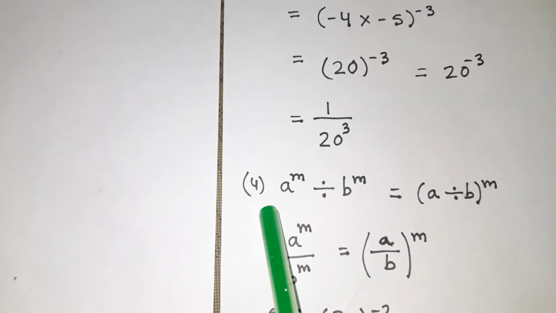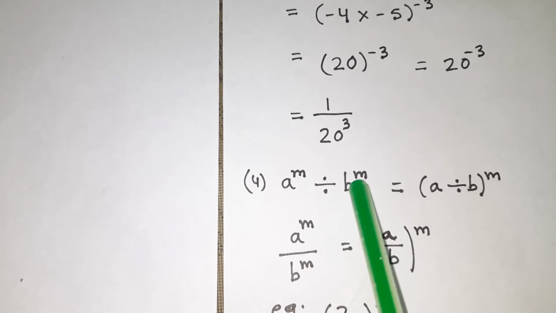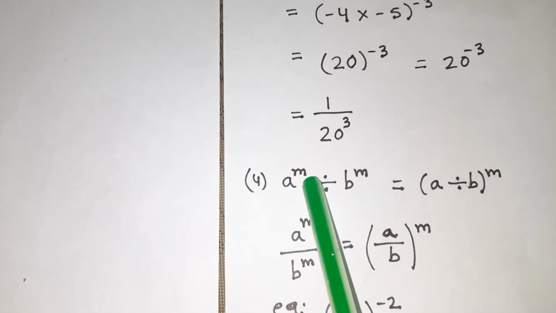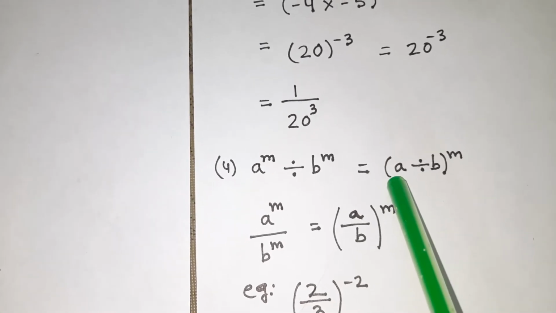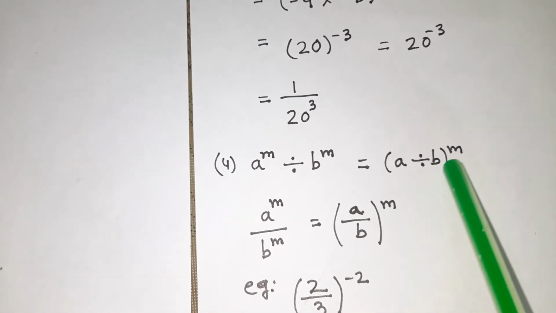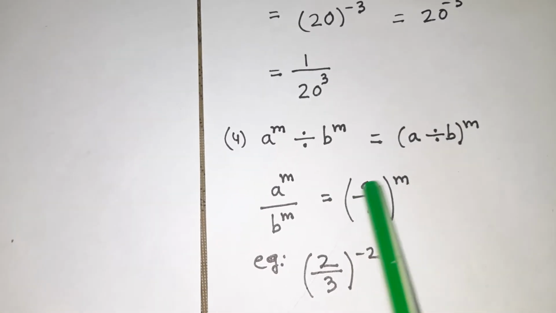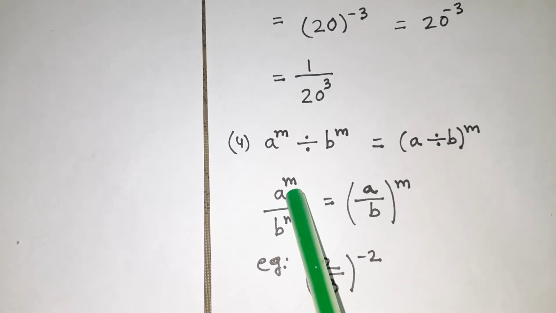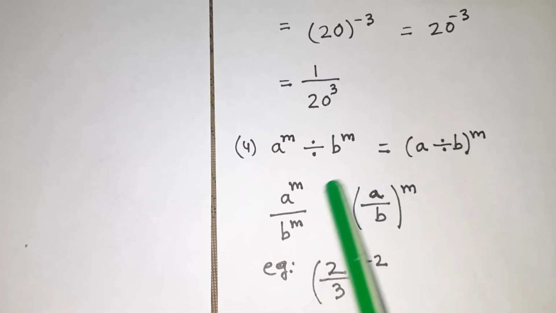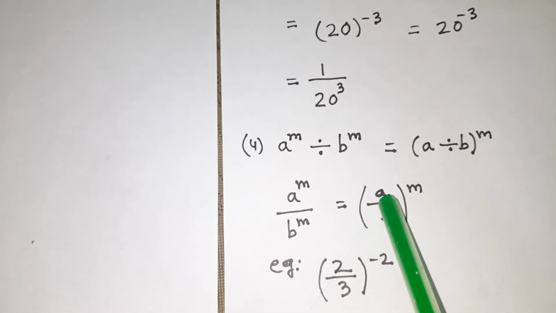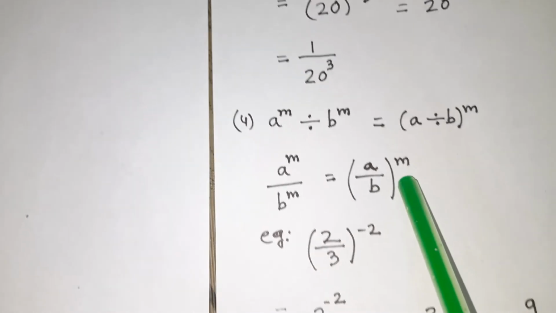Now the fourth law. What is the fourth law? a raised to the power m divided by b raised to the power m. Again, powers are the same. So, what will you do? a divided by b raised to the power m. It means powers are the same, but the bases are different. So a raised to the power m upon b raised to the power m. m will go with both a and b. It means you can write like this also, a by b raised to the power m.